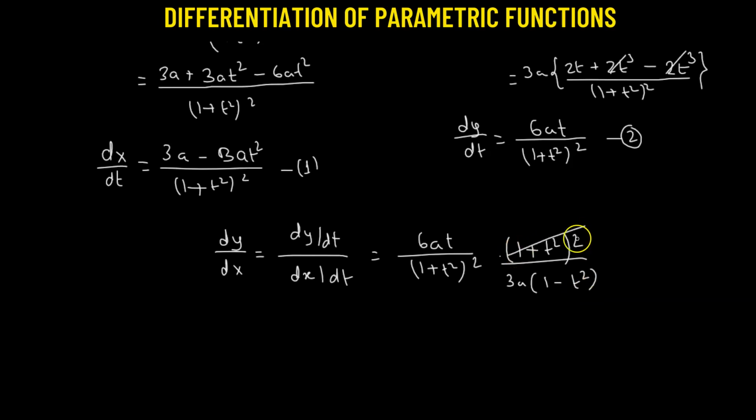Fine. So here 1 plus t squared whole squared gets cancelled from both the numerator and the denominator. 3a times 2 is 6a, and that means we now have 2t divided by 1 minus t squared. So this is the value of the derivative of y with respect to x. And clearly we see here that the derivative is also in its parametric form. That means it depends on the parameter t.